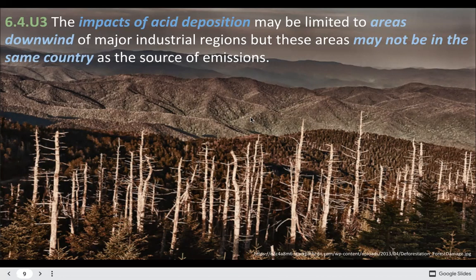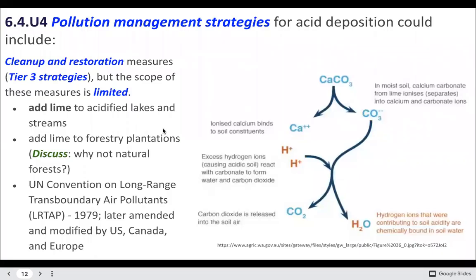Perfect timing. A lot of times this is affected by major wind patterns from areas of industrial regions. And because the acid has to undergo the chemical reaction, a lot of times this happens far away from the actual source of pollution, which makes it kind of difficult to deal with. We can look at these at different levels.